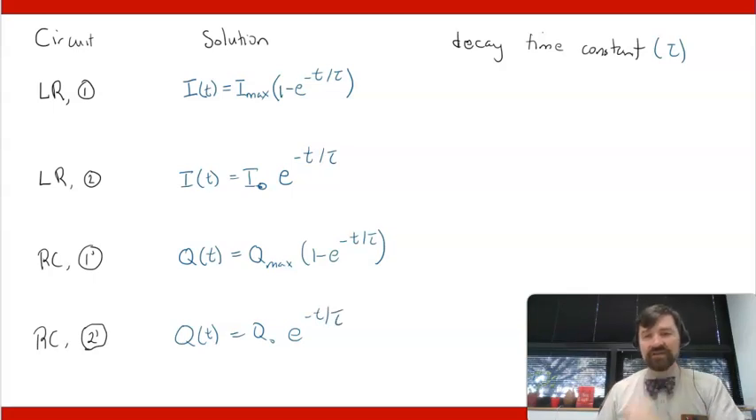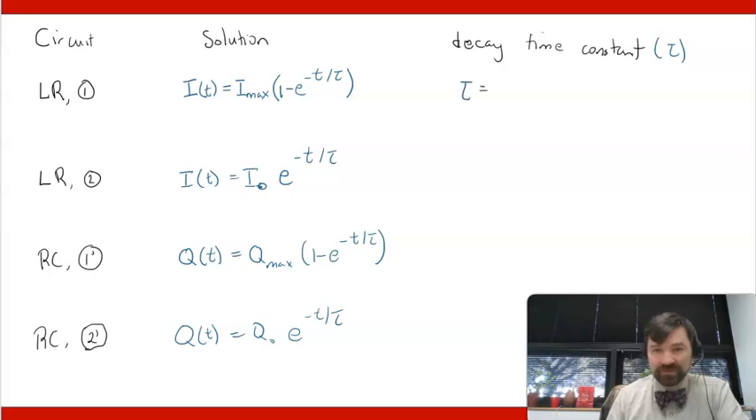So what are the decay constants tau determined by? Well, tau over here would look like the inductance divided by the resistance, and that's the same for this one. So L over R. For the RC circuits, tau is RC.